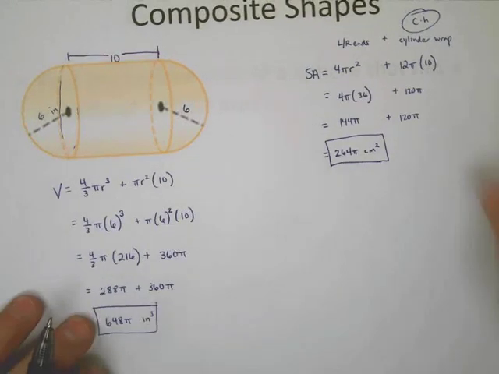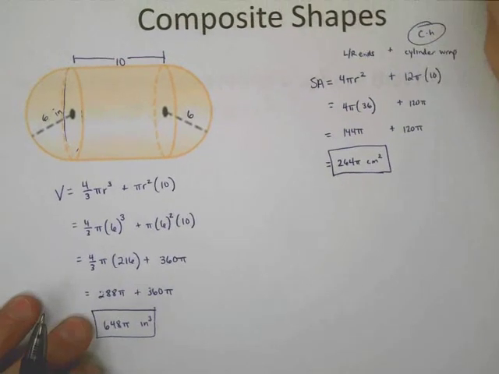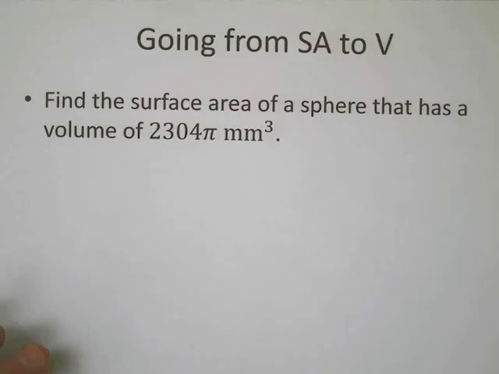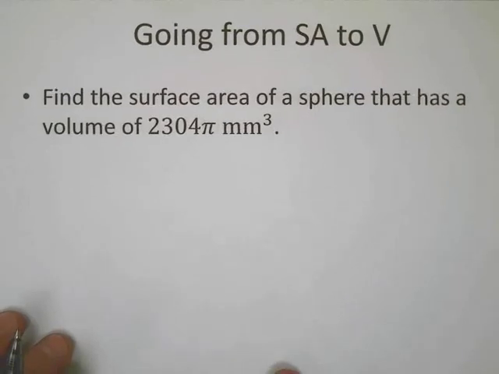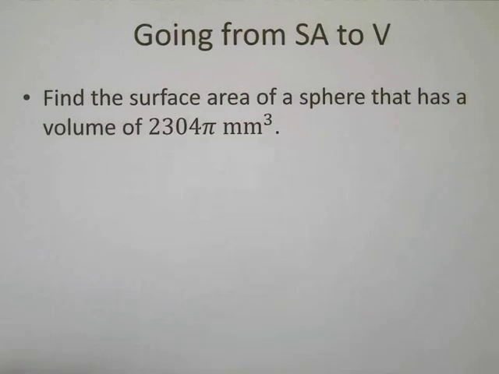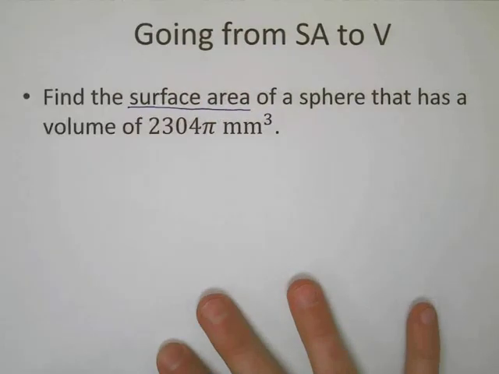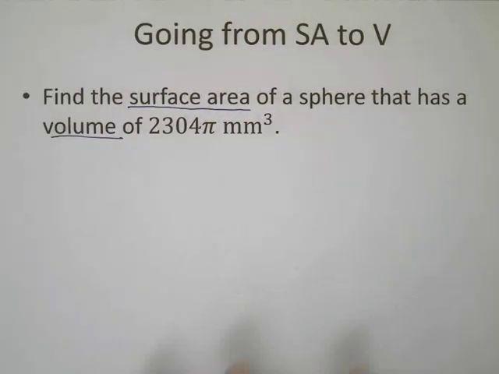All right, almost done. 2 problems left. The problems that will give you the most trouble are ones where I give you a volume or a surface area and I ask you to go the other direction. So if I say find the surface area of a sphere if I give you the volume. And here's the trick.